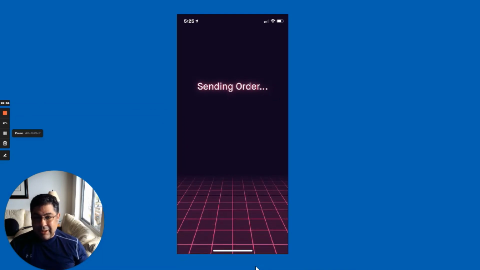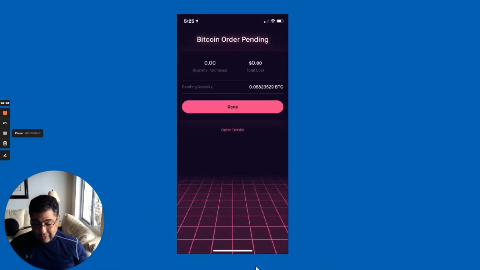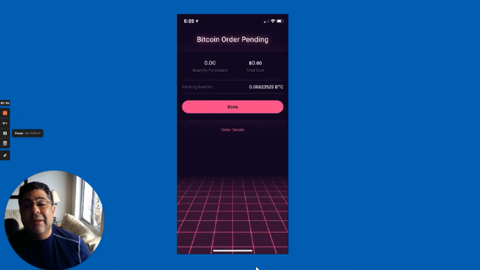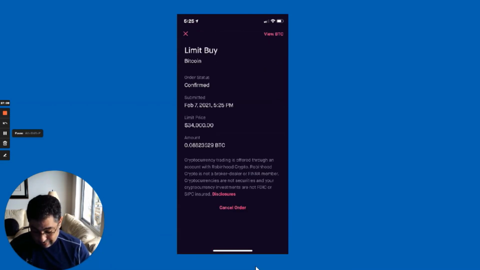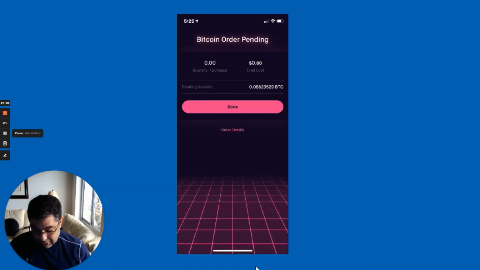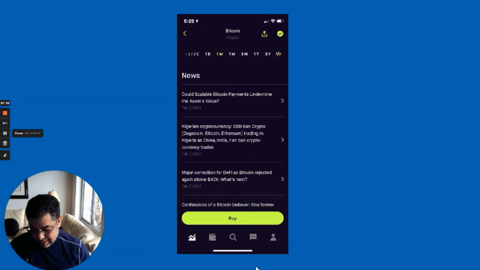Now what's happening is that because the price is not 34,000, it's pending. See, quantity purchase, total cost. I can click order details. So basically I have confirmation, limit price 34,000. And I can click here, cancel the order, and within a minute or two, it basically cancels it. Actually, I'm not going to cancel it. I'm actually going to leave it. I don't think it will go down that far, but if it does, then great.